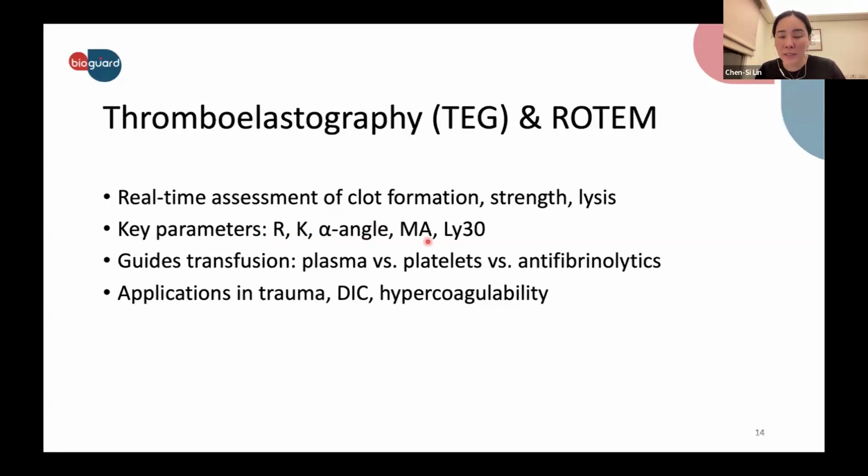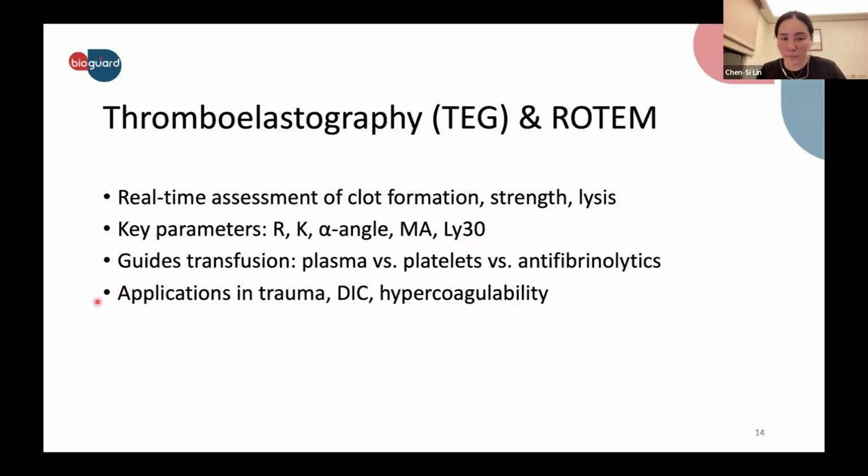The next parameter is MA. The MA is clot strength, and clot strength actually reflects the platelet contribution, so it's very important. Finally, there is the LY30, the percentage of lysis at 30 minutes. It helps us monitor how much time fibrinolysis takes.